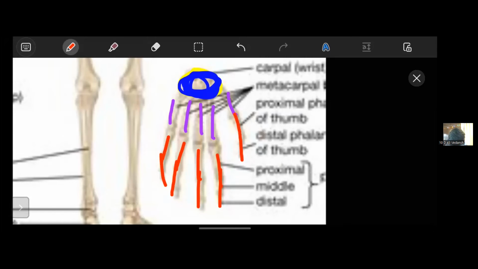This one is the proximal phalange, this is the middle phalange, and the lower one is the distal phalange. You might be able to see this structure. From here, this part is your carpal, and this part is your metacarpals. So 1, 2, 3, 4, 5 metacarpals. In the thumb, we have only proximal and distal. In the rest of the fingers, we have proximal, middle and distal. So 1, 2, 3, up to 14. We have 14 phalanges, 5 metacarpals, and one carpal, the wrist bone, which allows for movement very much.